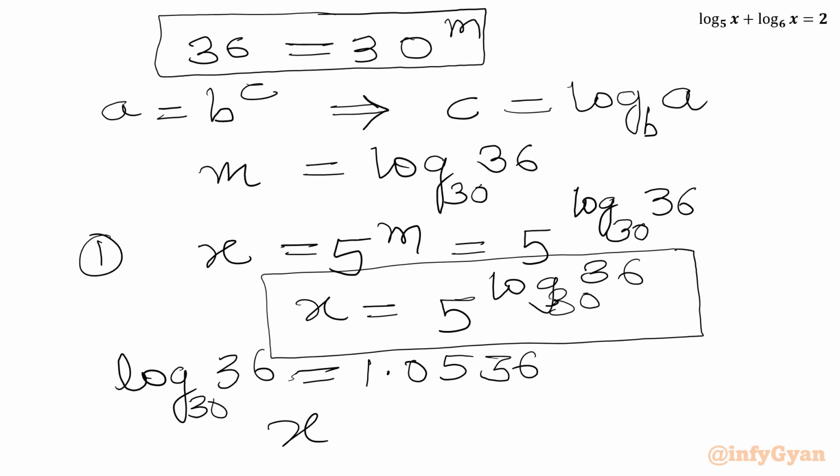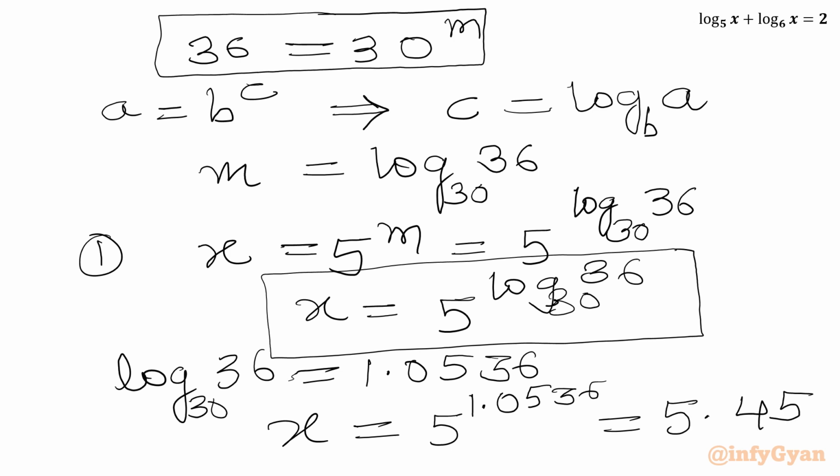So we can calculate the x in decimals also. 5 raised to the power 1.0536, approximate value. The value will come out 5.45. So this will be our final answer.